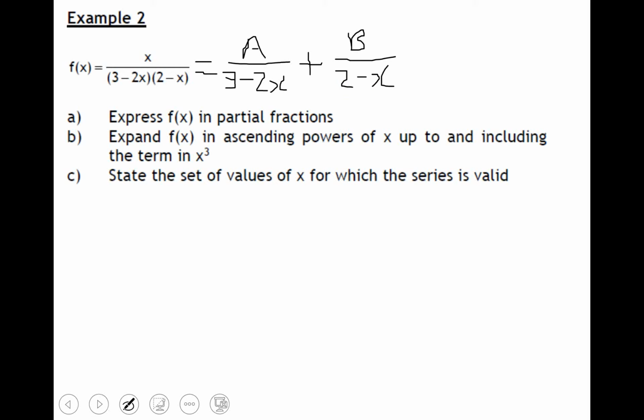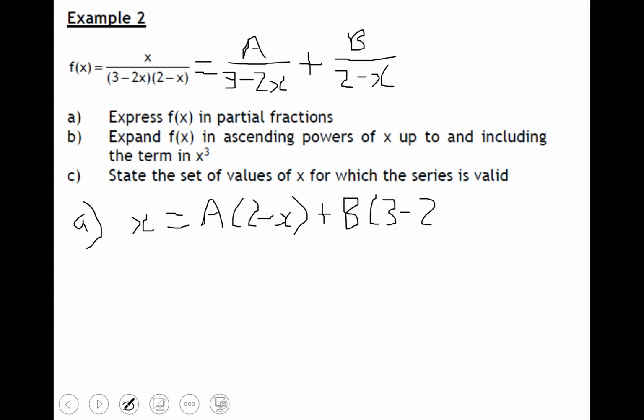Now if we multiply through by the denominator, we get x is equal to a times 3 minus 2x times 2 minus x all over 3 minus 2x. The 3 minus 2x's cancel and we get a times 2 minus x. The b over 2 minus x times 3 minus 2x, 2 minus x. The 2 minus x's cancel and you get b times 3 minus 2x.